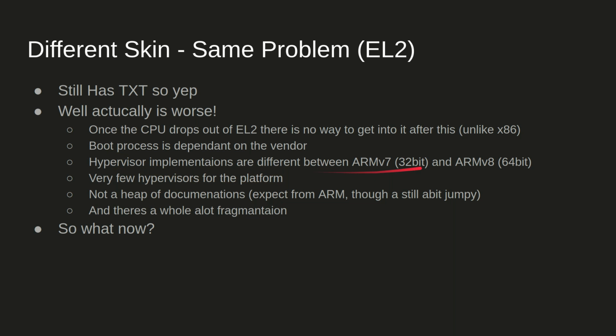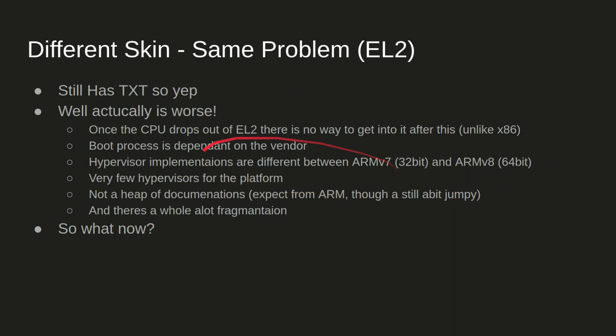Hypervisor implementations are different between ARMv7 and ARMv8. Very different. They're completely incompatible. Actually, no. Technically, you can use an ARMv7 and an ARMv8 processor together, but the userland will be ARMv7. ARMv7 is compatible with ARMv8 is compatible with ARMv7, but it means everything underneath it has to be written in ARMv7 and not ARMv8. So basically, you just lose all of ARMv8's functionality.